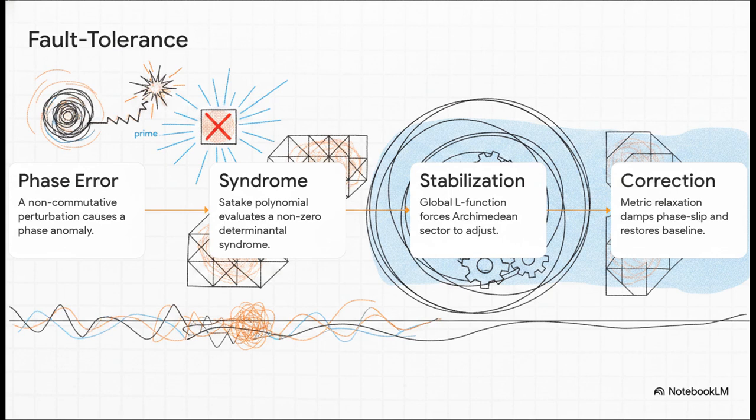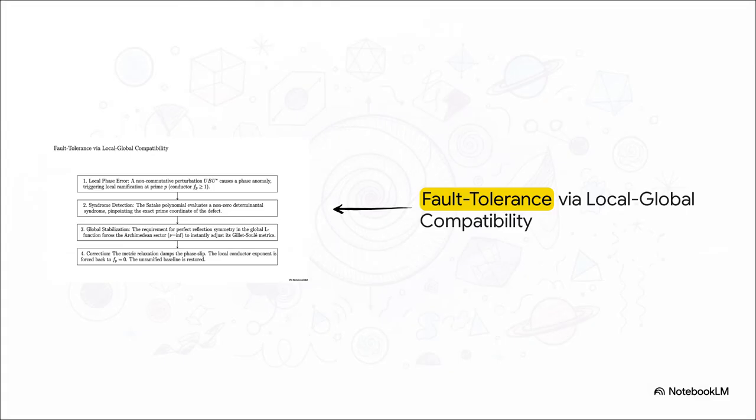A local phase error introduces ramification at a specific prime. Step 2. The system detects this as a non-zero error syndrome. Step 3. It forces a global geometrical adjustment. And finally, Step 4. The metric relaxes and the error is wiped out. See, the global L-function physically damps down that phase slip, forcing the local conductor exponent right back to zero. Step by step, the continuous Archimedean sector, which is our observable space, instantly adjusts its local metrics to absorb the anomaly. The error is cleanly corrected, and the quantum lattice relaxes right back into its protected, unramified baseline.